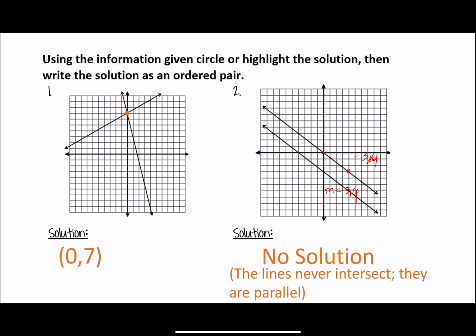I want you to write that. Now, typically for an answer, you're going to write no solution. Sometimes you're going to be asked, is it one solution, no solution, or infinitely many? Those are the three types of answers you can get when you're doing a system of equations.